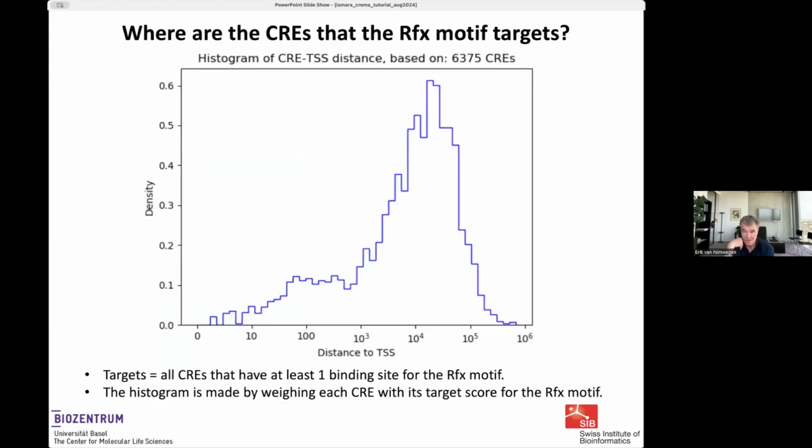Now, of course, we can also look for each CRE whether these targets are near a promoter of a gene or whether they're very far away from a gene. Okay, so we make a histogram of the distance between each CRE and the nearest TSS that it's associated with. And you see that for this RFX motif, there is a moderate amount of targets that are less than 1 kilobase from the CRE, and so these are near the promoter. But the main hump is at distal regulatory elements where the nearest TSS is somewhere 10, 20, 30 kilobases away.